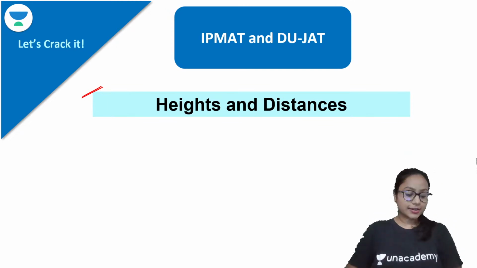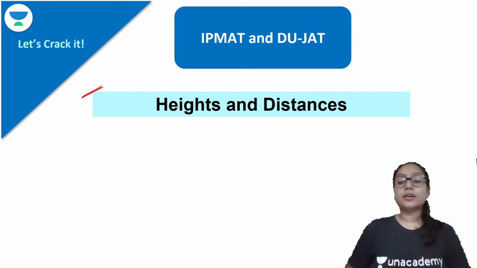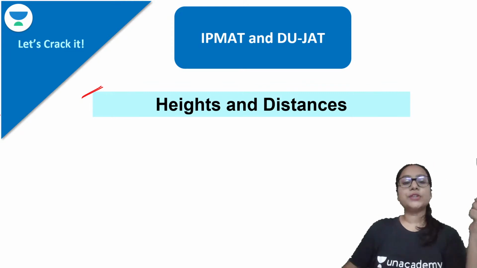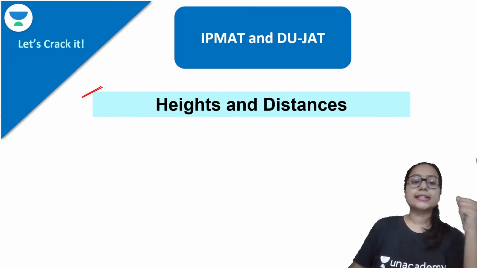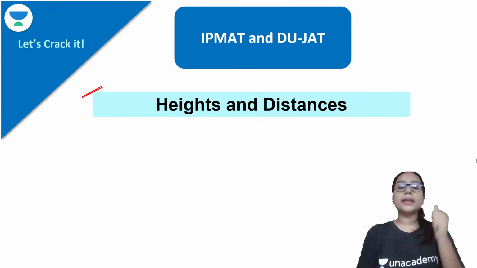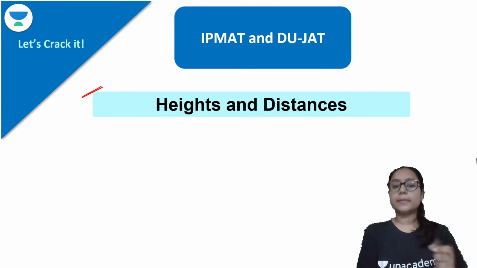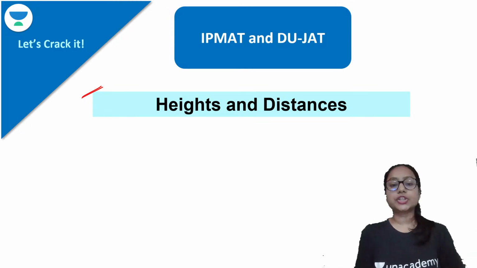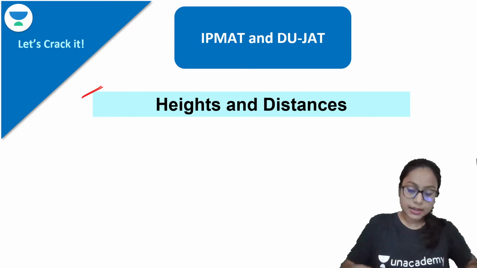Okay, let's start. Today we are going to discuss heights and distances. This is an application of trigonometry. To study heights and distances, you just need the basic concepts of trigonometry. Basic trigonometric ratios should be known, and values of trigonometric ratios for angles. That's it. Okay, let's start.